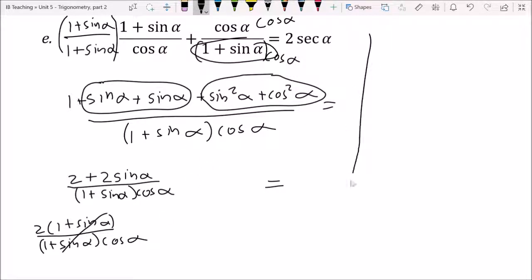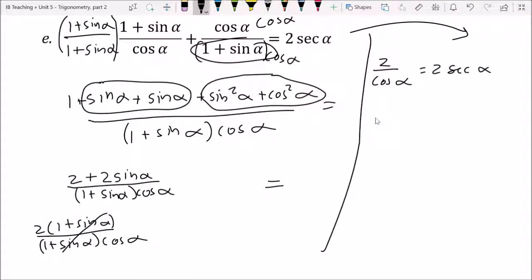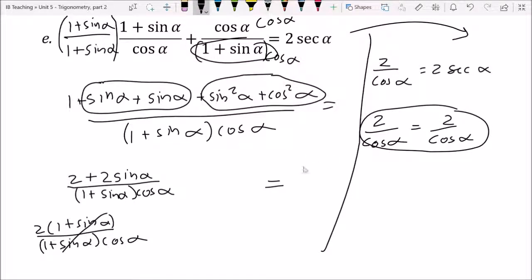And I'm actually going to come over here to the right because I'm running out of space over here. So I'm going to rewrite this as well. So I'm going to have 2 over cosine alpha equals 2 secant alpha. And you may recall that secant is 1 over cosine. So I'm going to leave the left side alone. And I could have changed this into secant. Again, there's lots of different ways to do this. And then on the right, I'm going to have 2 over cosine alpha because that's what secant is. So that one's done. All right, a couple more.